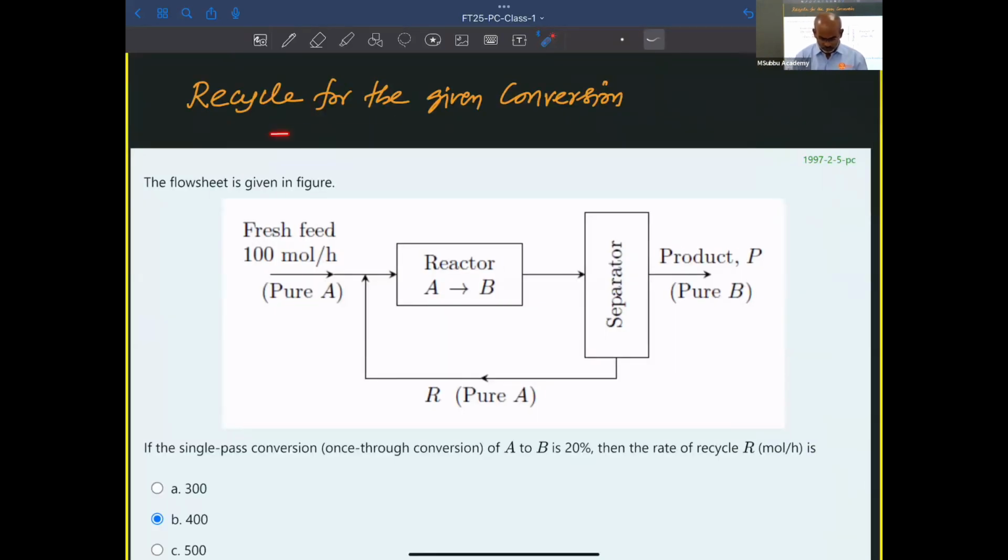So this is a nice problem, which was actually for 2 marks long back. This is about calculating the recycle for the given conversion. Now there are two terminologies: single pass conversion and overall conversion. Single pass conversion refers to the conversion around the reactor, or the conversion in the reactor.